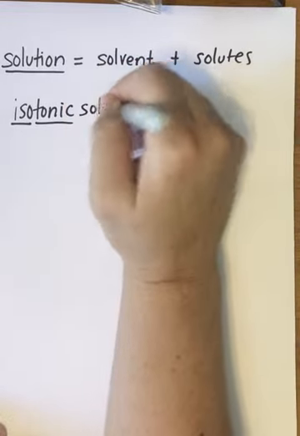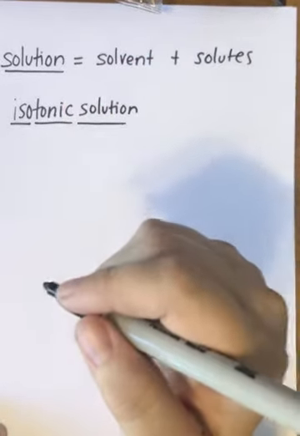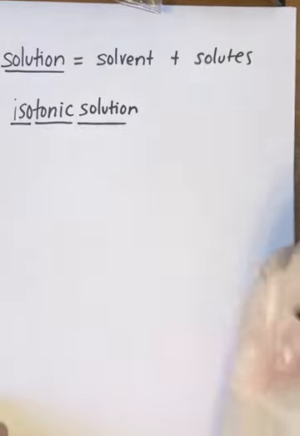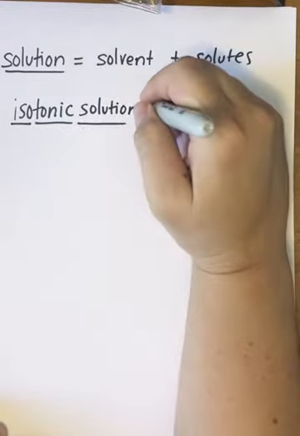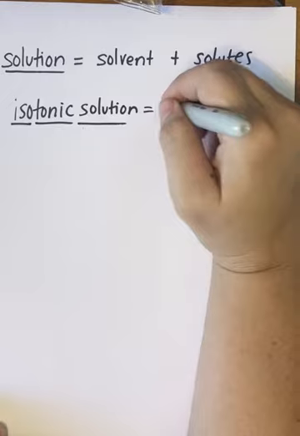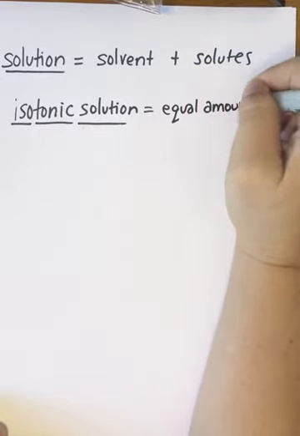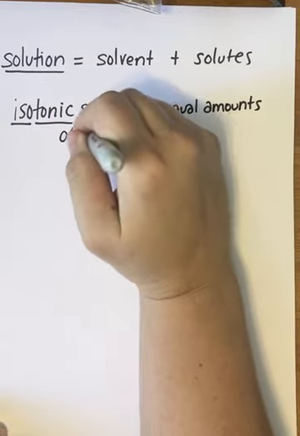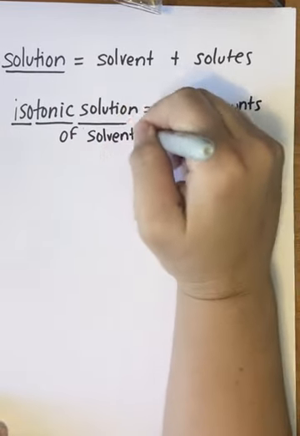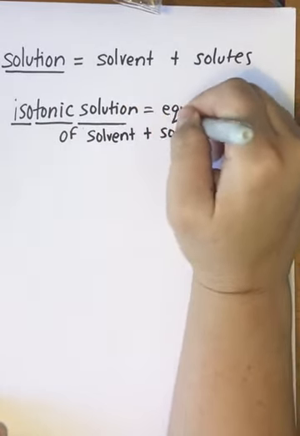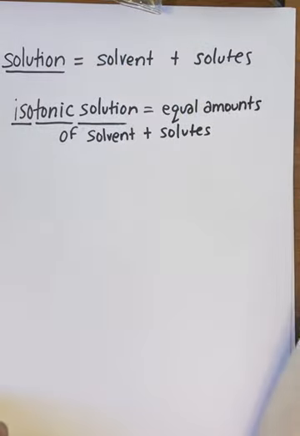So you have the same amount of solvent as you do solutes. Iso means equal. So you have equal amounts of solvent and solutes in a solution.